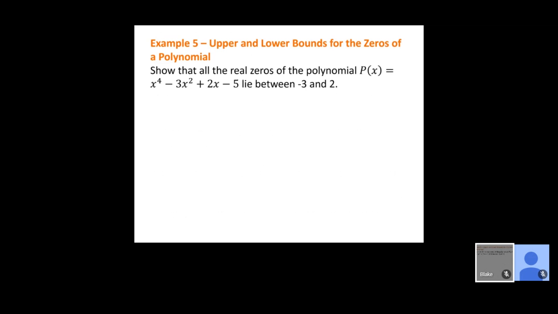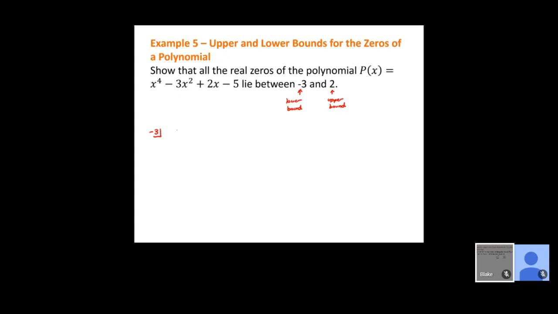All right, so now what we want to do is show that all the zeros of this polynomial are somewhere between -3 and +2. In other words, we want to show that this value here is a lower bound because there can't be anything smaller than that. And we want to show that this value is an upper bound because there can't be anything larger than that one. So we're going to use that upper and lower bound rule that we just looked at to show here that -3 is a lower bound, +2 is an upper bound. And if we can show that, then we know that all of our zeros have to be between those two values. So I'm going to start here with -3.